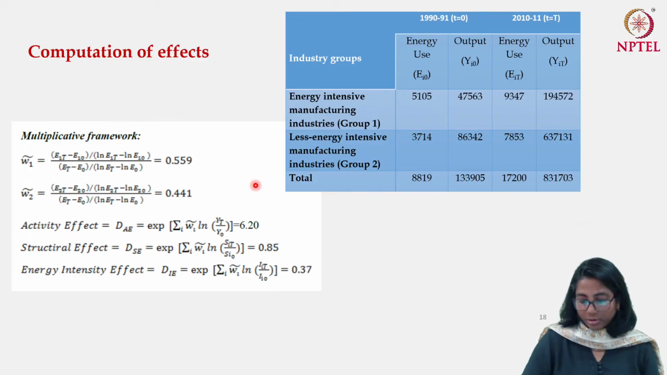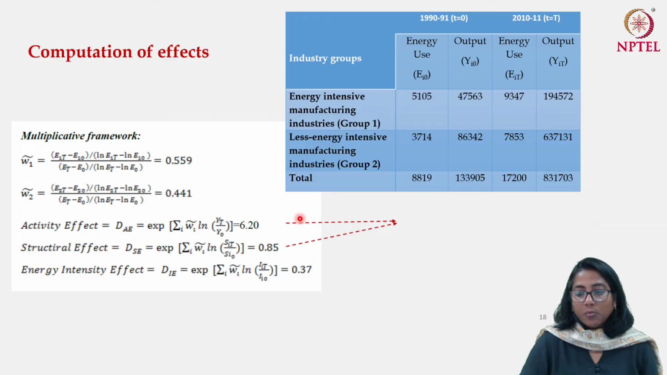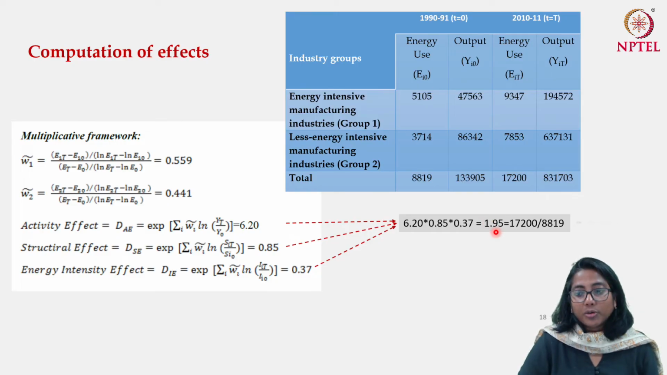So this actually corroborates the result that you get from your additive framework. And here is how you cross-check what these figures mean. If you multiply these three values, 6.2, 0.85 and 0.37, what you get is 1.95. So what is 1.95? 1.95 is actually 17200 divided by 8819. So 1.95 is the proportional increase in energy consumption over the years.